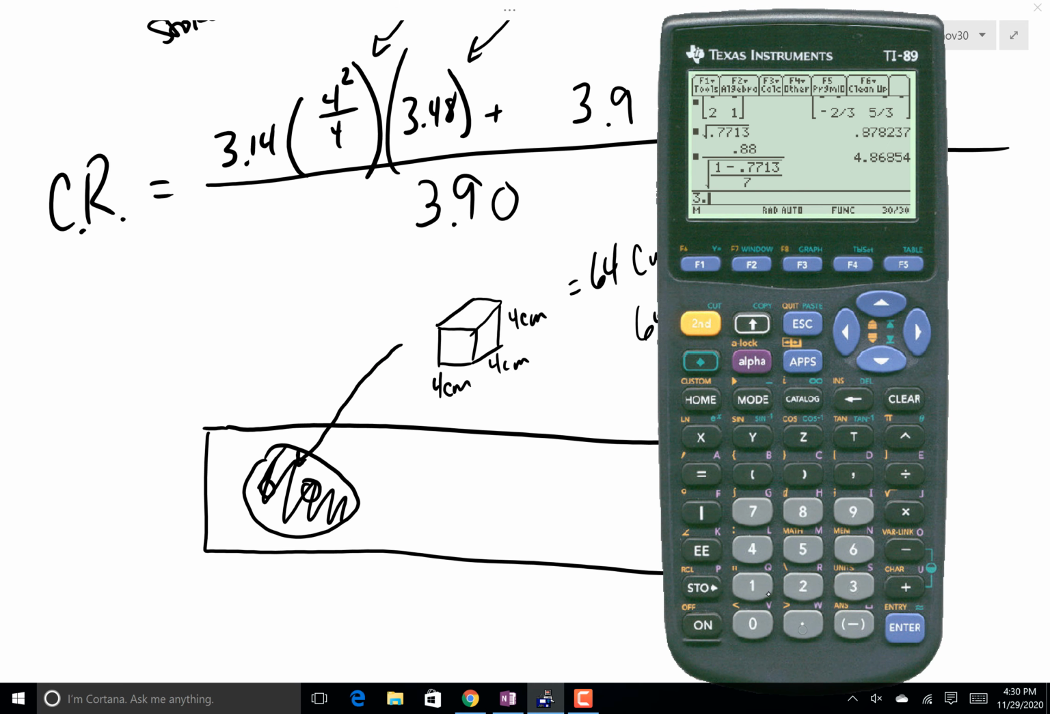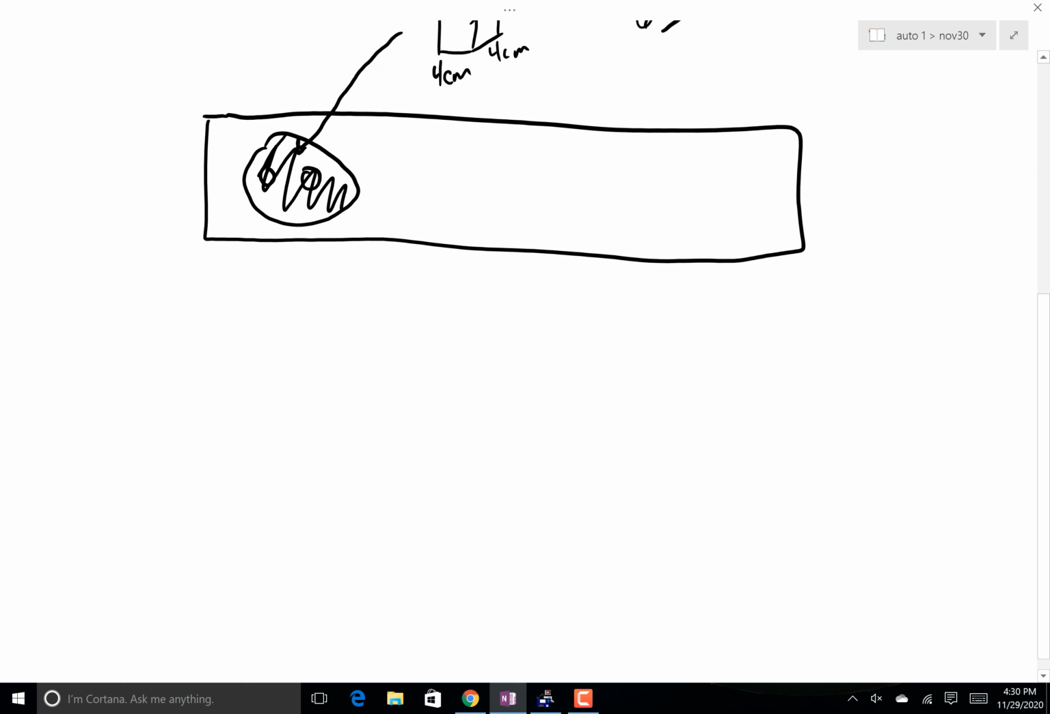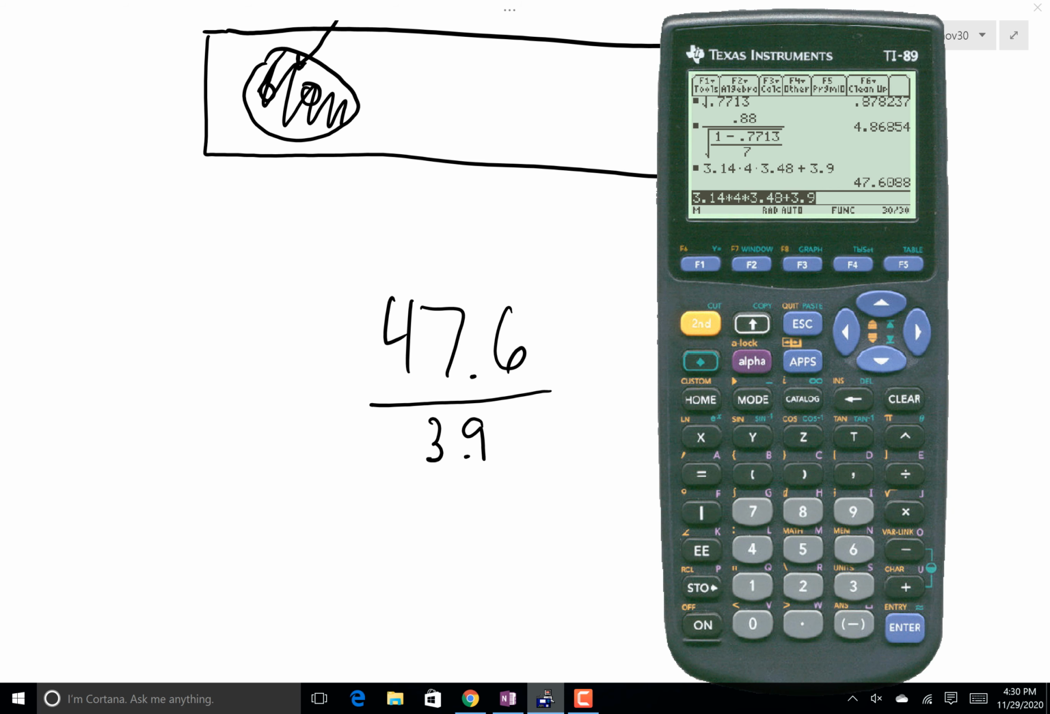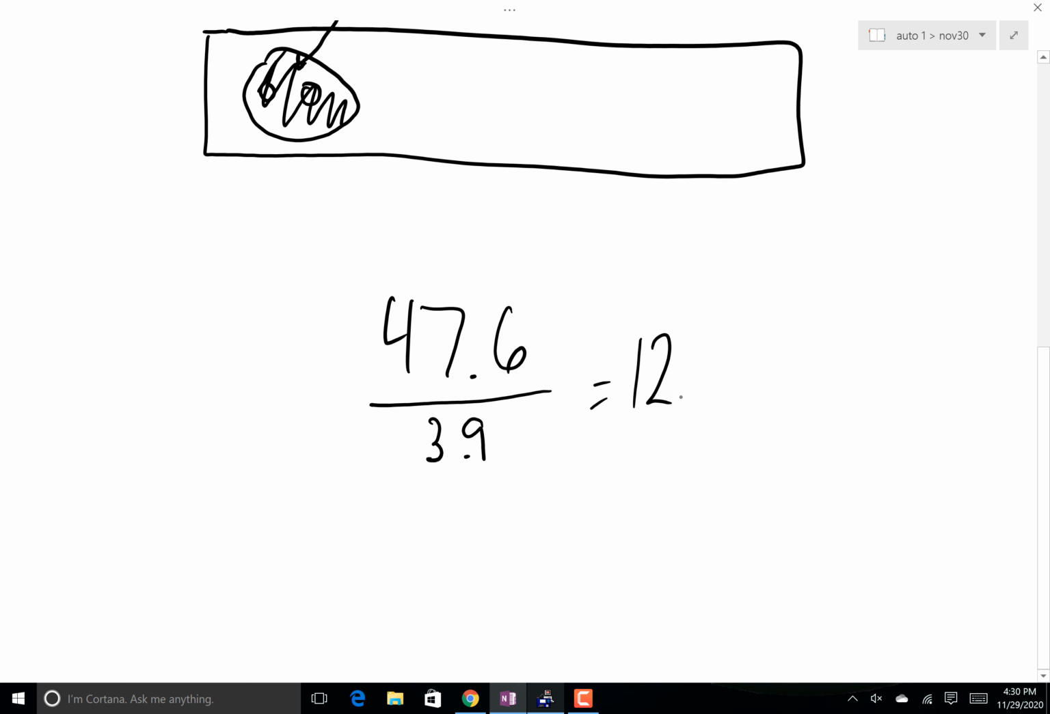So I'm going to break out my calculator. So 3.14. Again, please use 3.14. Now, 16 divided by 4 is 4. So I'm just going to go times 4 right there. Times 3.48 plus 3.9 is 47.6 on top, over 3.9. Now, I will say this, Mr. Groom, we were buying stuff out of the Summit Racing catalog. That's right. Wait a minute. We just got a 12.2 to 1 compression ratio.